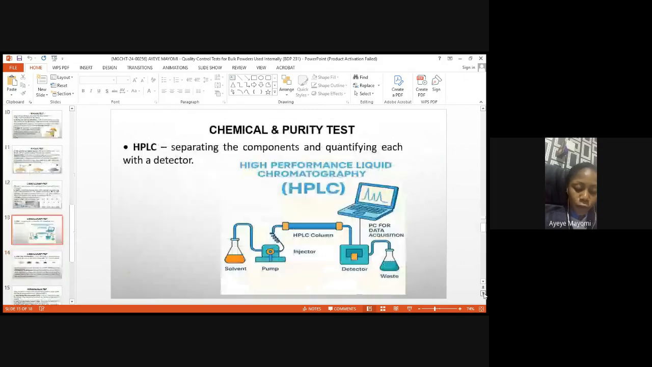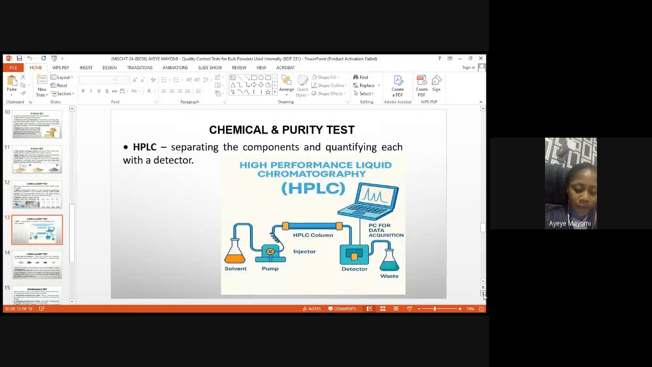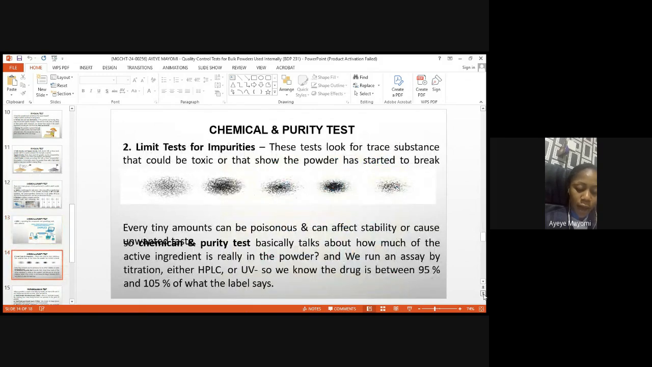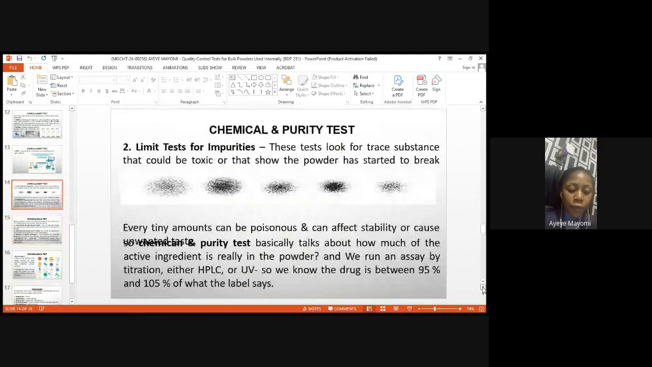There are two main groups of tests performed to confirm what's inside the powder. Number one, we have assay. It means confirming the right dose. The assay tells us exactly how much active ingredient is in the powder. According to BP and USP standards, the active ingredient content has to be within 95 to 105% of the desired dose, and we can determine this by using titration, then HPLC. HPLC, the full meaning is high performance liquid chromatography.